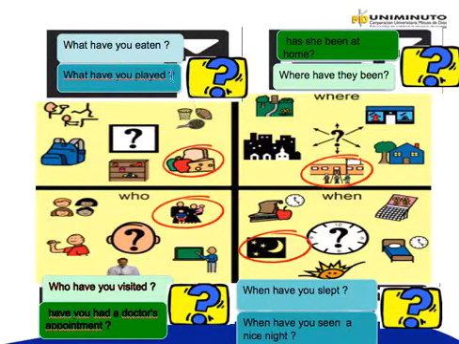Let's continue. This part, let's look at this picture. In this part, we have three people, and we have the two questions. Has she been at home? Where have they been? Three people. So, could be she? No, because we don't have a picture of a woman. So, that represents they. So, where have they been? So, the correct question will be, where have they been?